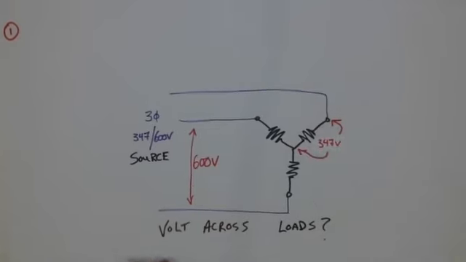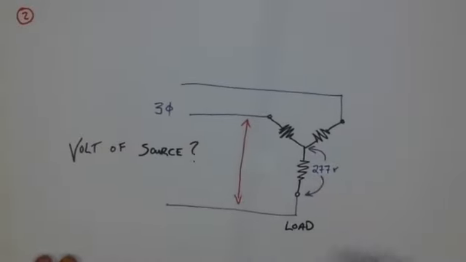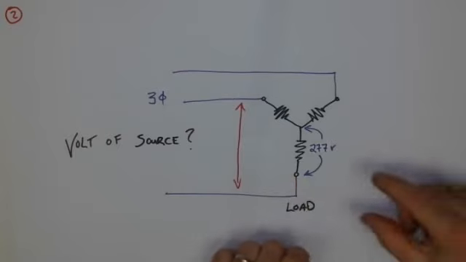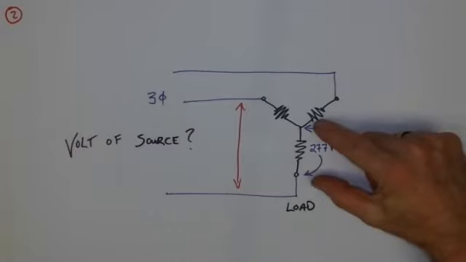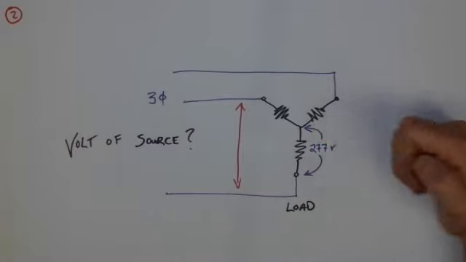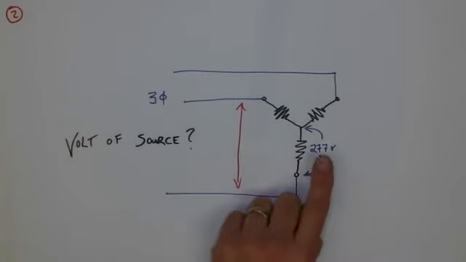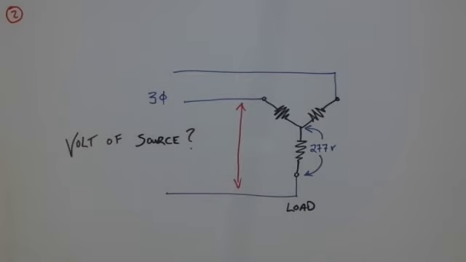Let's take a look at another example. Again, three-phase source, we have 277 volts now across the load. And it's significant because it's one phase of my three-phase load. Now remember, if we want to know the line value, we need to utilize our knowledge of phase and line values in a three-phase system.